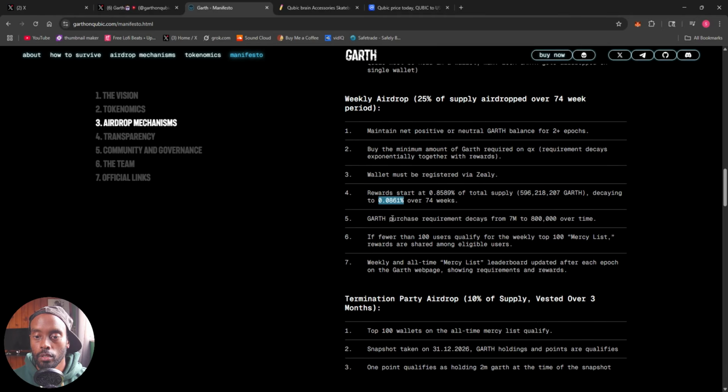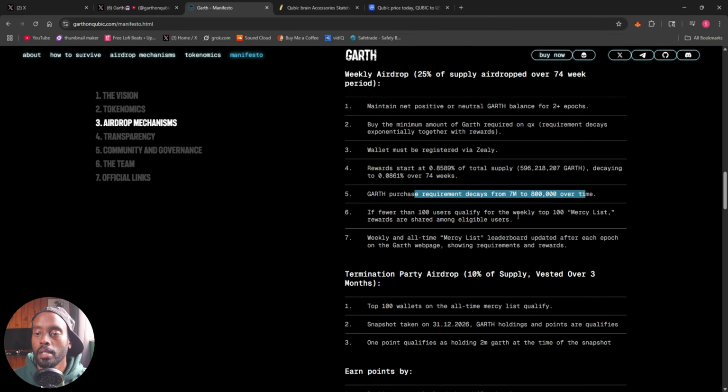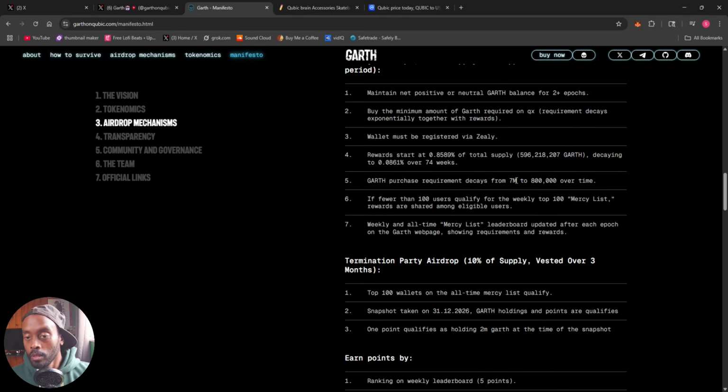Garth purchase requirement decays from 7 million to 800,000 over time. Okay, I see. So what that means is you can buy less Garth over time to meet the reward standards.